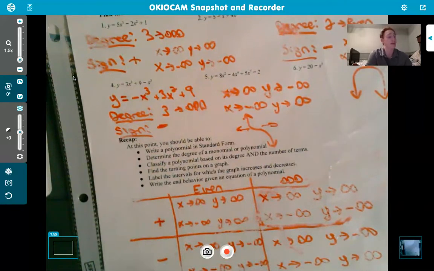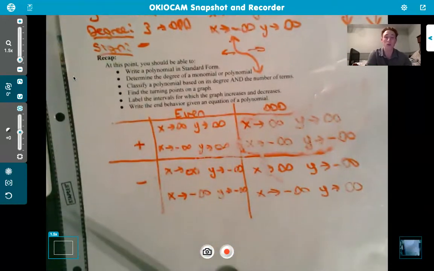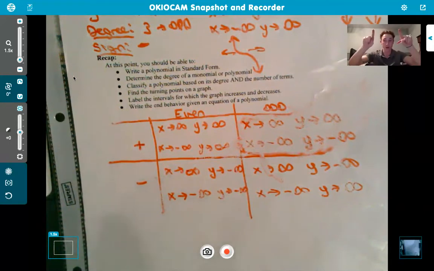All right, like I said, utilize this chart, take a picture of it now if you need to, whatever you need to do to be able to kind of justify and help you understand. The evens are pretty easy, right? If there's a negative sign, it's both going down. If it's a positive sign, they're both going up. The odds are flip-flopped, right? So one's always going down, one's going up. It depends on the sign in front of the highest exponent there, okay?